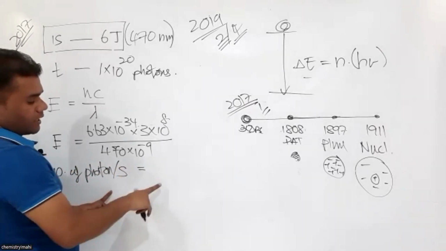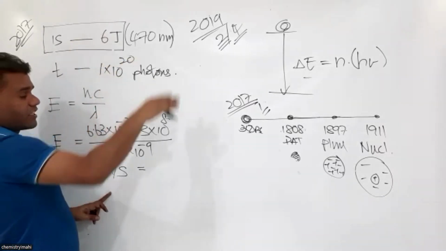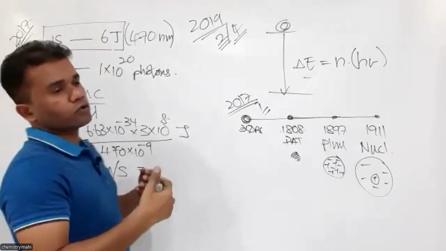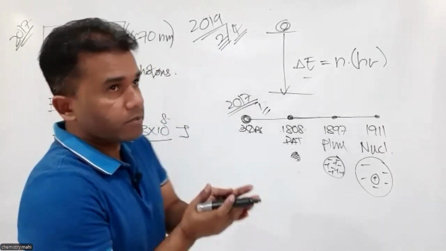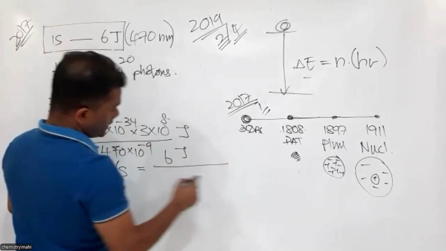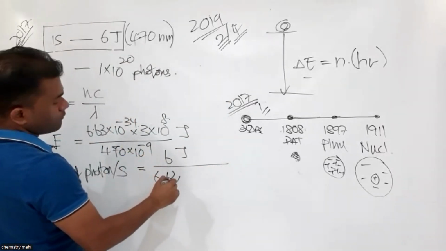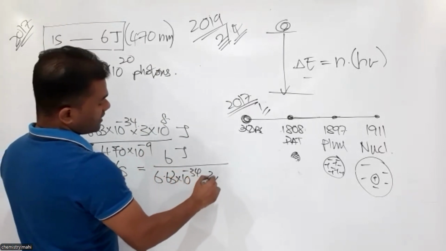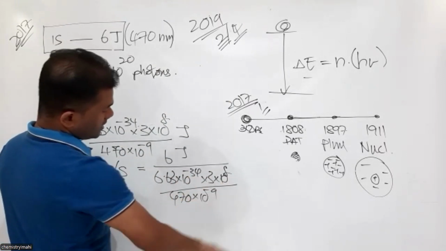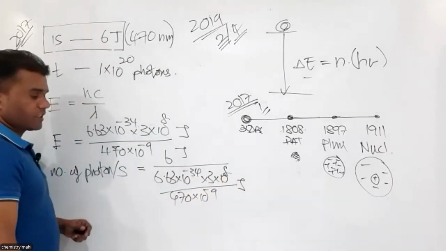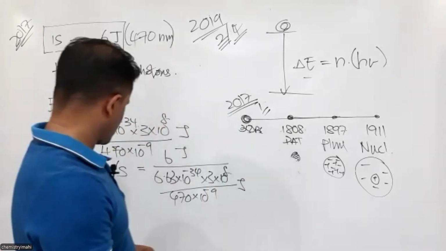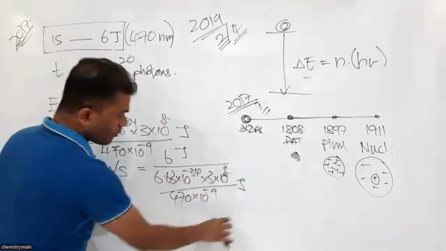It released 6 joule per second, but per photon you have this much energy. If I want to calculate how many photons are available within that 6 joule, you divide the total energy by the energy of one photon: 6.63 × 10 to the power of minus 34 times 3 × 10 to the power of 8, divided by 470 × 10 to the power of minus 9. That's also joule, so joule cancels out because it's a number of photons. There cannot be any unit. That is the number of photons for 1 second.